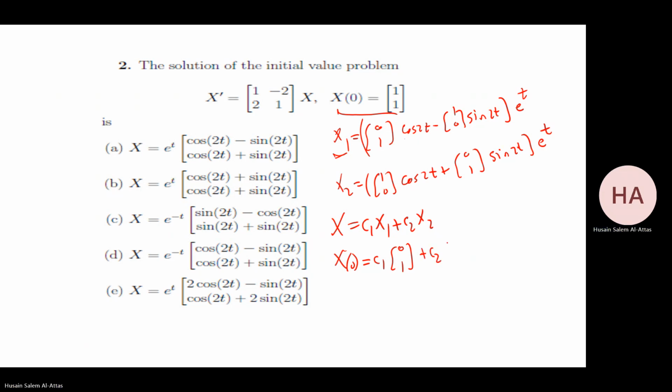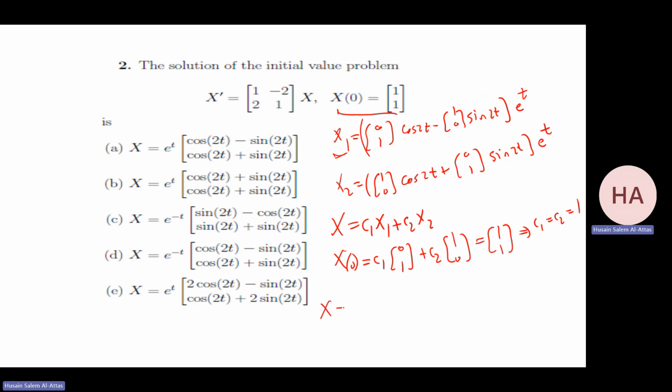Plus C2. Now this is (1, 0). I have cosine 0 is 1, sine 0 is 0, gone. And that should equal (1, 1). So that implies C1 equals C2 equals 1.